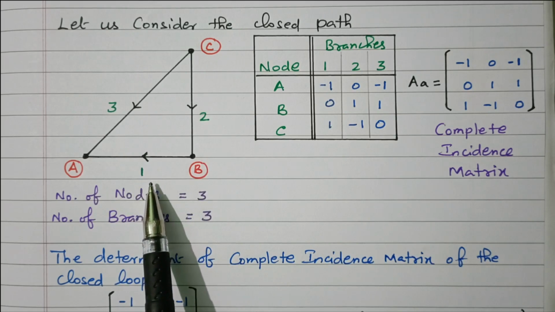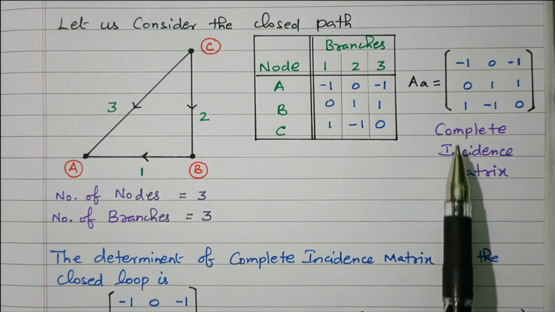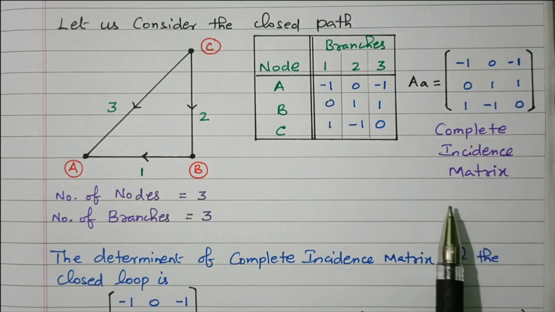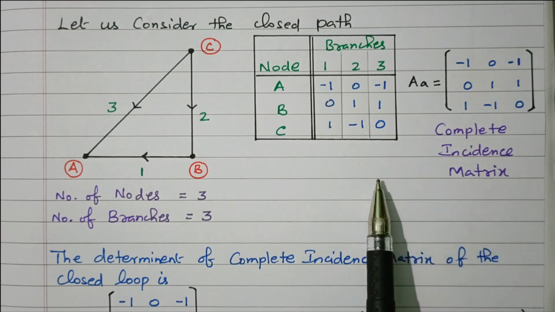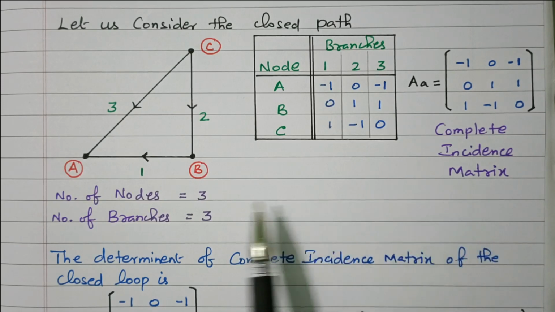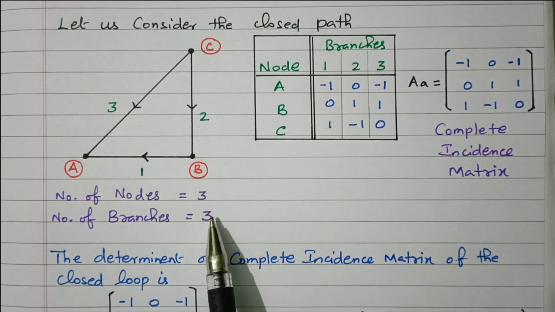So we are able to understand how many nodes, how many branches are there, and how the current is flowing from the graph. The complete incident matrix will give the values -1, 0, 1, so that we can know whether the current is going towards, going away, or it is not connected. This detail can be gathered from the incident matrix. With 3 nodes A, B, C and 3 branches, we are able to form the 3 cross 3 matrix.